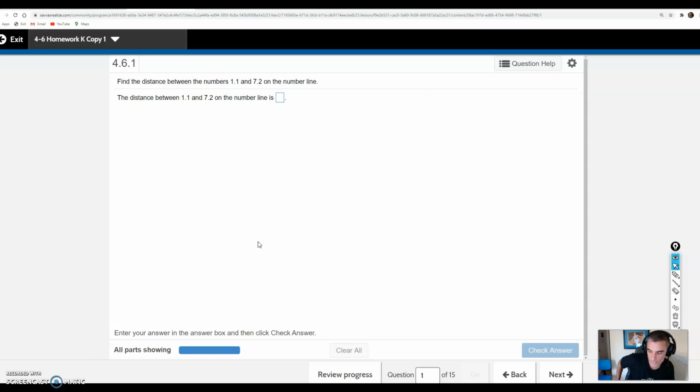All right, so we don't have a family of runners. We just have two numbers on a number line. And it says, find the distance between 1.1 and 7.2 on the number line. So I'm a very visual person, so I like to actually draw these problems out. So here's a number line. I need to include these numbers, so I'll put 0 over here. And then I'll just have 1, 2, 3, 4, 5, 6, 7, 8, 9, 10. And that should be enough of the number line to cover those numbers. And the first number that I want to find is 1.1. Okay, well here's 1, so 1.1 is about right there.